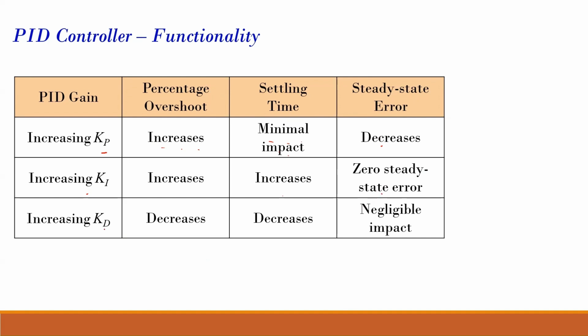Now, if I increase KD, KD improves the damping. So my overshoot will reduce, my settling time also will reduce, but it has negligible impact on my steady state error.